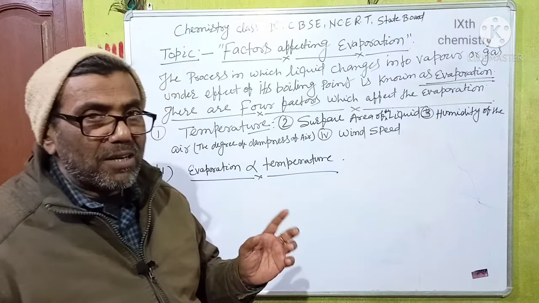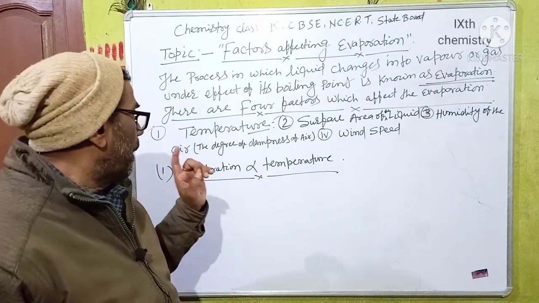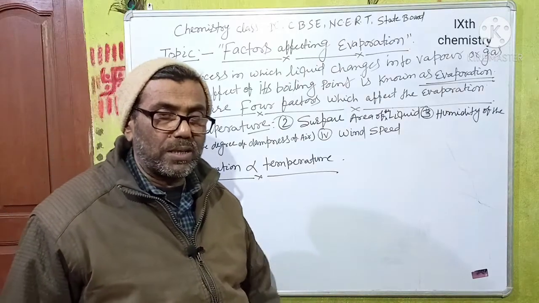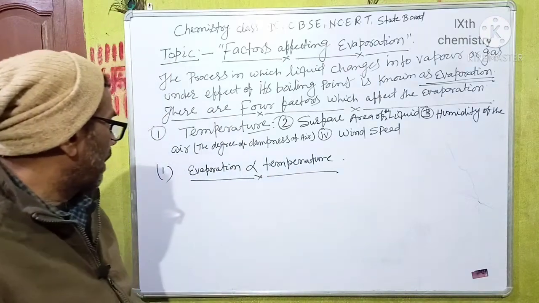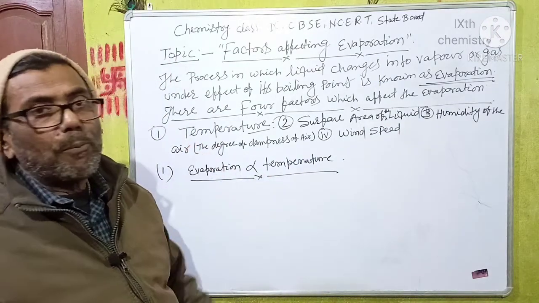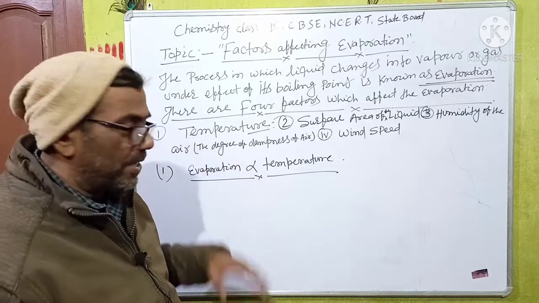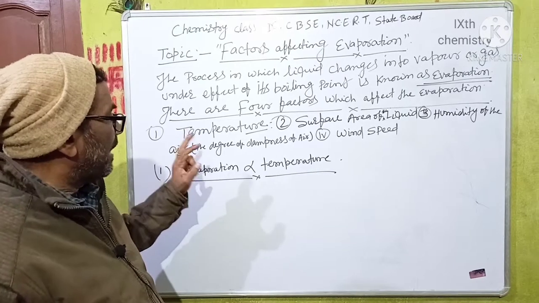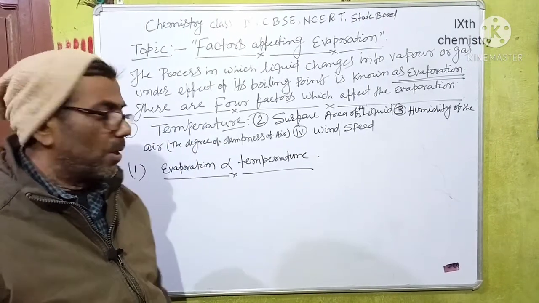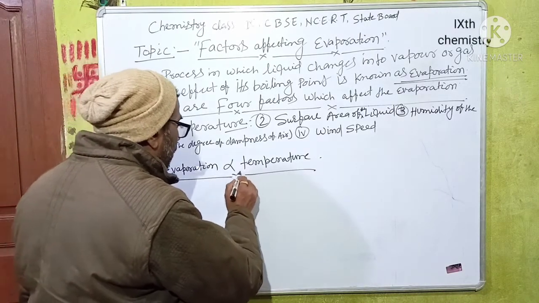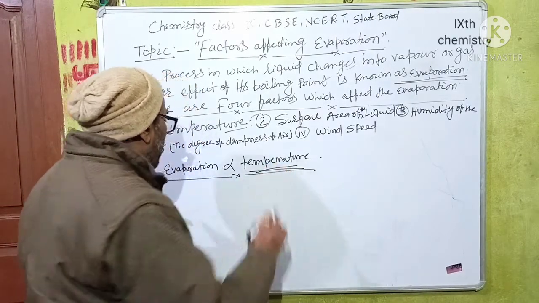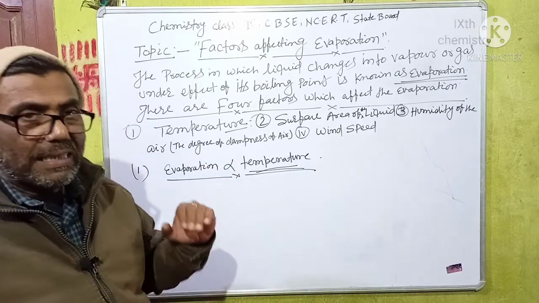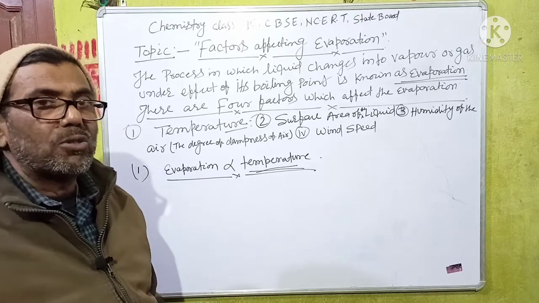Evaporation depends on four factors, or evaporation has four factors which affect it. The first is temperature, meaning evaporation is affected by the temperature. Evaporation is directly proportional to the temperature, which means when the temperature of any liquid increases, then the evaporation of this liquid also increases.